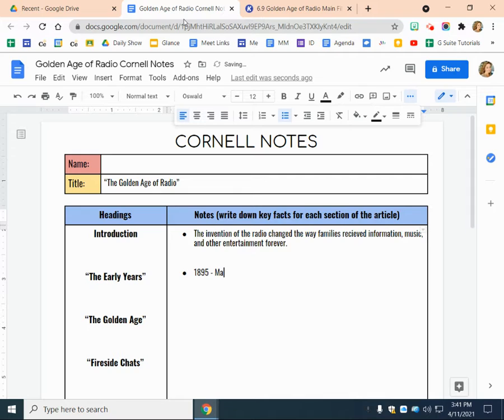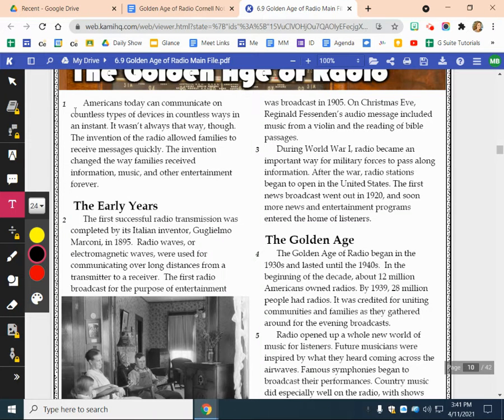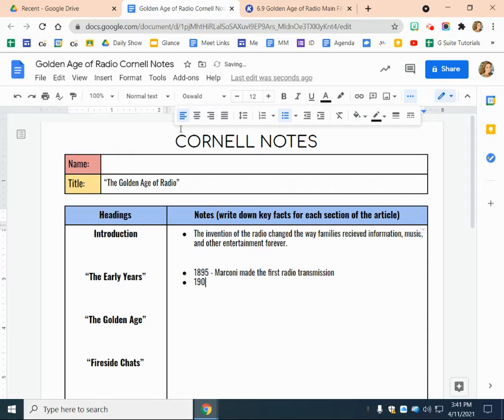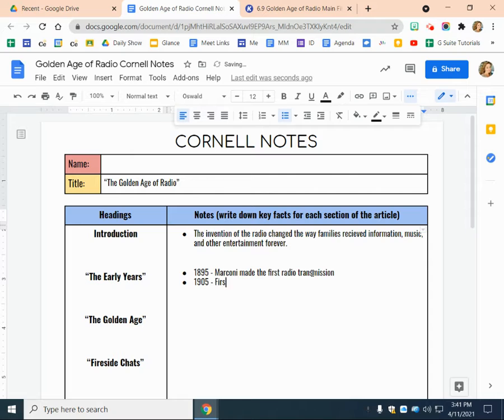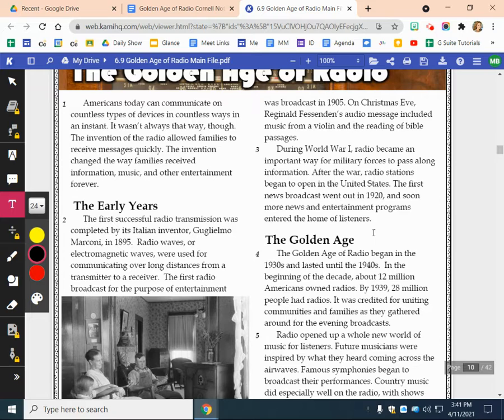And I'm not going to write his first name because it's too difficult. So I'm going to make it simple. Marconi made the first radio transmission. Okay. The second date that was listed was 1905. It says the first radio broadcast for the purpose of entertainment was in 1905. So first radio broadcast for entertainment was made.